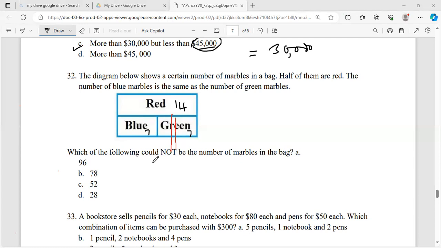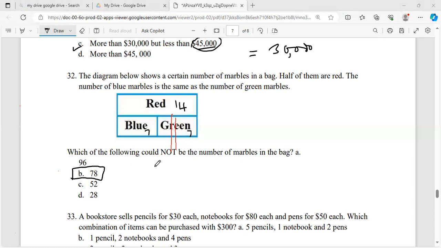Say 78. That it has to be. Sir, 78. Sir, the answer... It could not be 78, guys. Somebody might be scratching up, guys. I'm not sure what's happening.